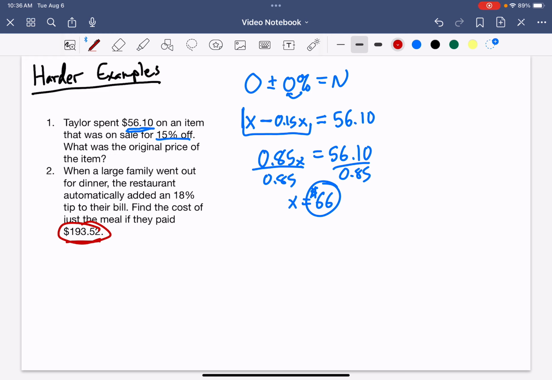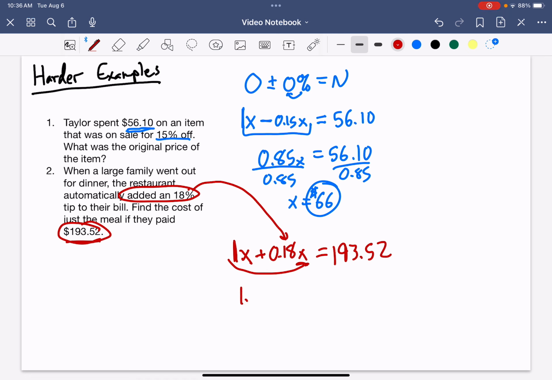So I'm going to put this on the right-hand side, 193.52, and that's equal to my original cost, which I don't know. It said that this was added to their bill, so context clues, I need to add instead of subtract, and then it's going to be 0.18x. So this represents my 18% of the bill that was added. So again, keep in mind, this is just 1x. I can combine my two like terms here to get 1.18x is equal to 193.52.